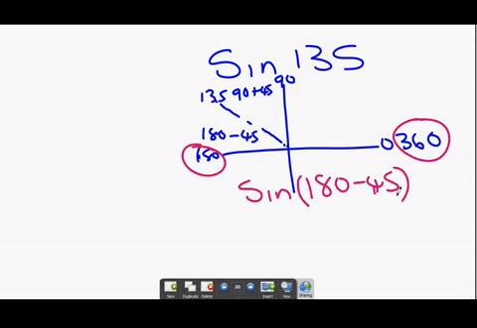Now, once I've done that, I know that sine 180 minus 45, if you are going backwards, then it's going to be a positive. So it's going to be a positive sign, and it's going to be 45. And then obviously the sine 45 would be 1 over root 2. So I found sine 135 without using a calculator.